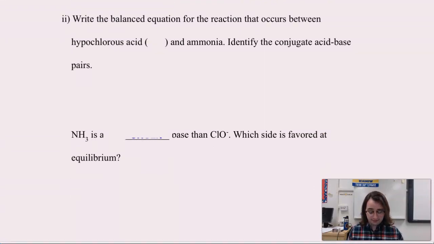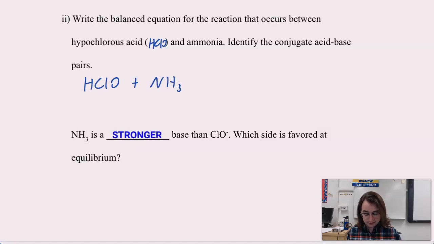What happens if we have HClO, excuse me, not HClO3, HClO and ammonia? Go ahead and give this one a try from the top and come on back when you're finished. Let me erase this so you can try this one out as well. Come on back when you're finished and we'll talk it through.